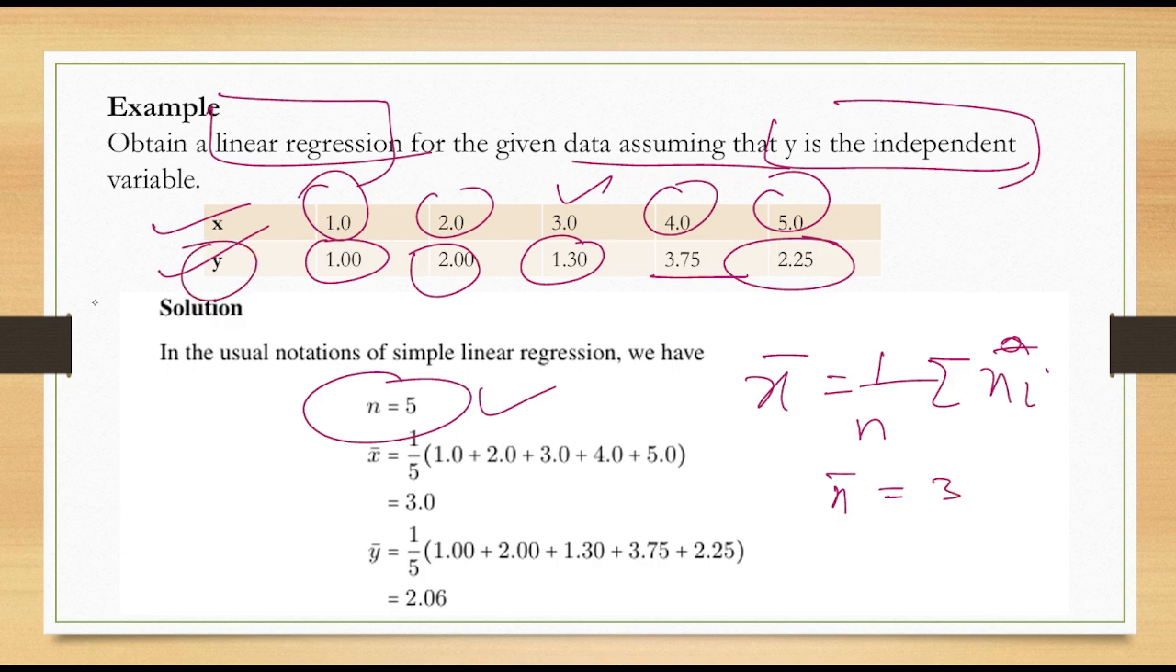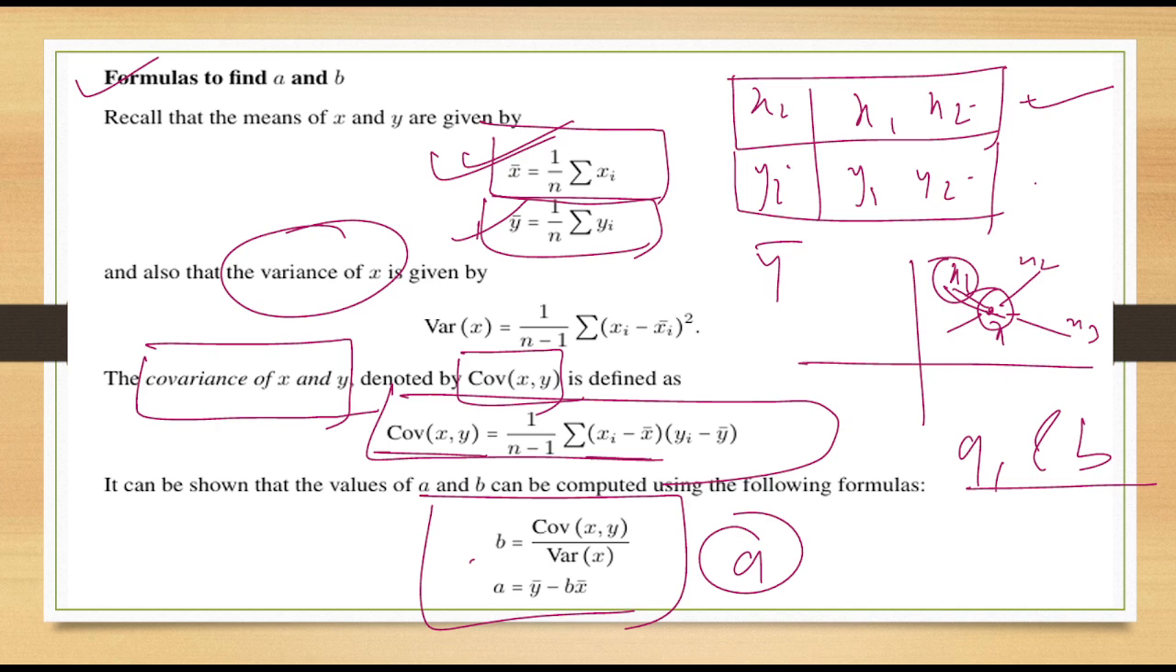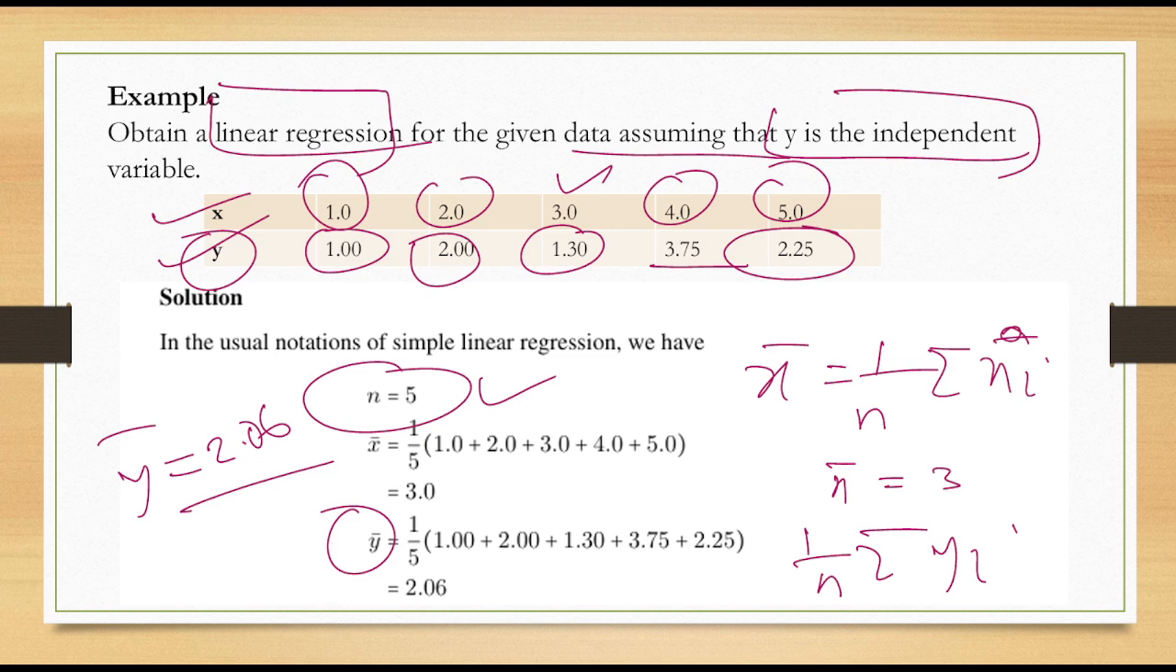Similarly, for y bar we use 1 upon n, the summation of yi. From this we will get the value y bar equal to 2.06. And in the next step, we have to find the variance and covariance. So now let us see what the variance is here.